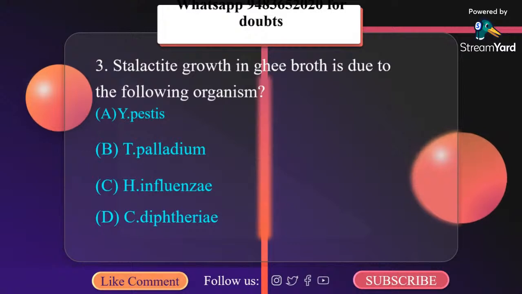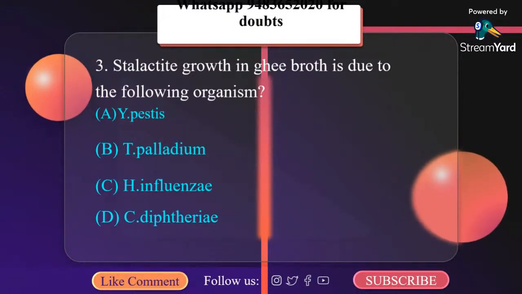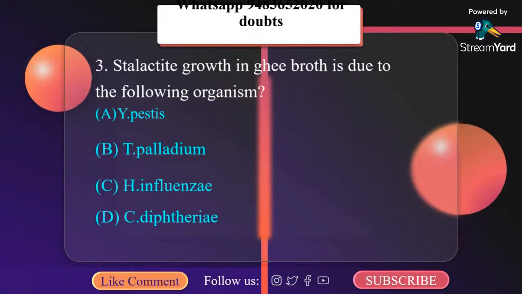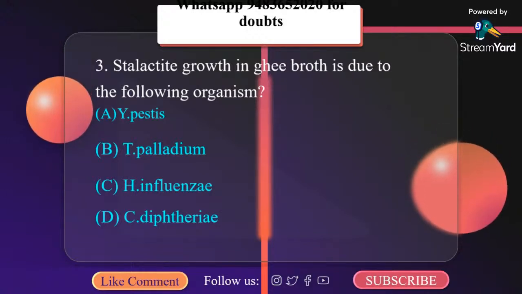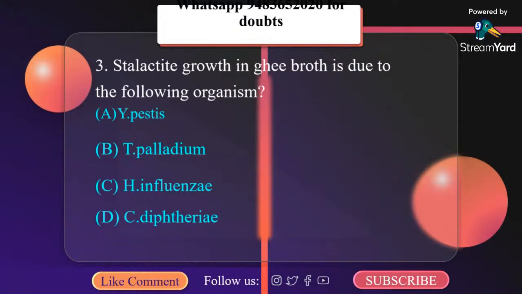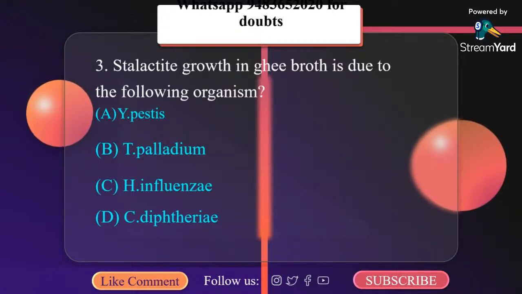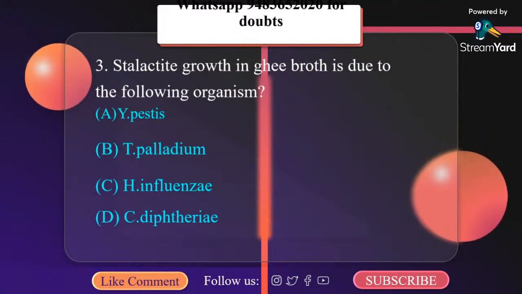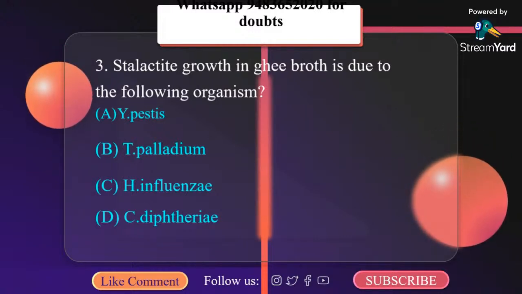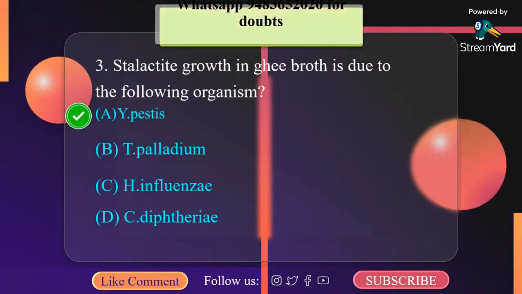Stalactite growth in ghee is due to the following organism. Whenever stalactite growth in ghee comes, the first thing that should come to your mind is Yersinia pestis. Four options are given: A. Yersinia pestis, B. Treponema pallidum, C. Haemophilus influenzae, D. Corynebacterium diphtheriae. So the correct answer here is A. Yersinia pestis.